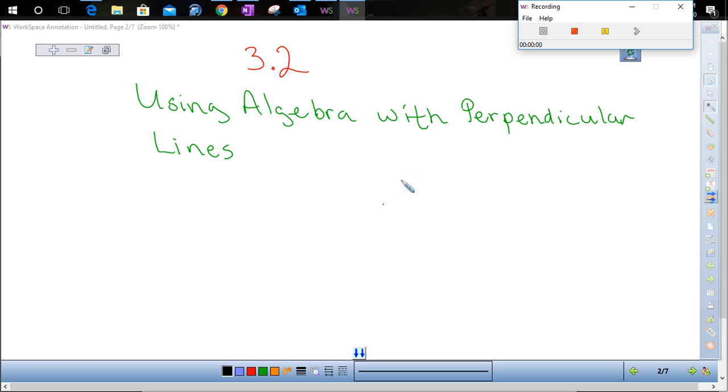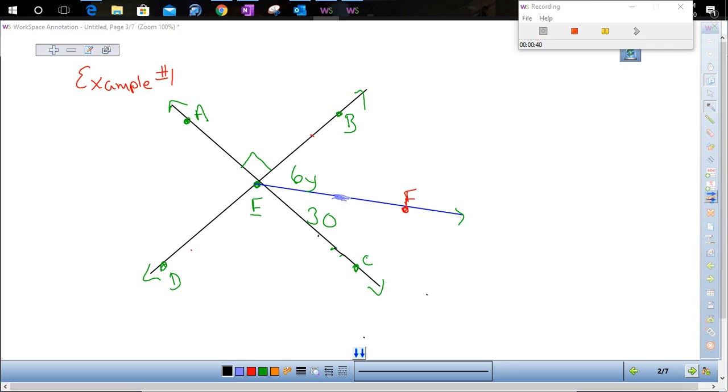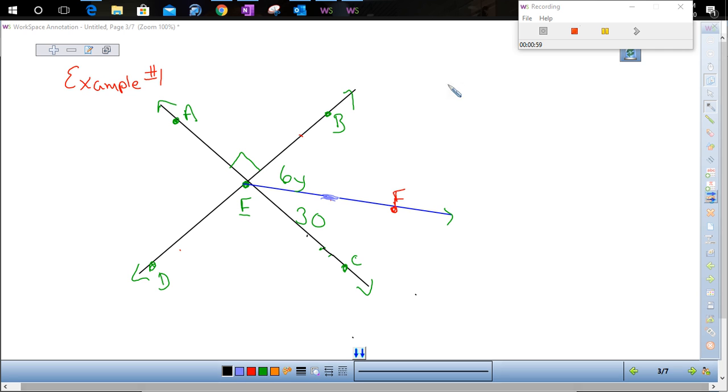What we're talking about here is using algebra with perpendicular lines. And so the first thing I need to have you do is, in your notes, draw up this example. So pause the video, draw this example, and then restart the video and finish your notes. All right, awesome. You've got that drawn out. So here's what I want you to have written in your notes now.